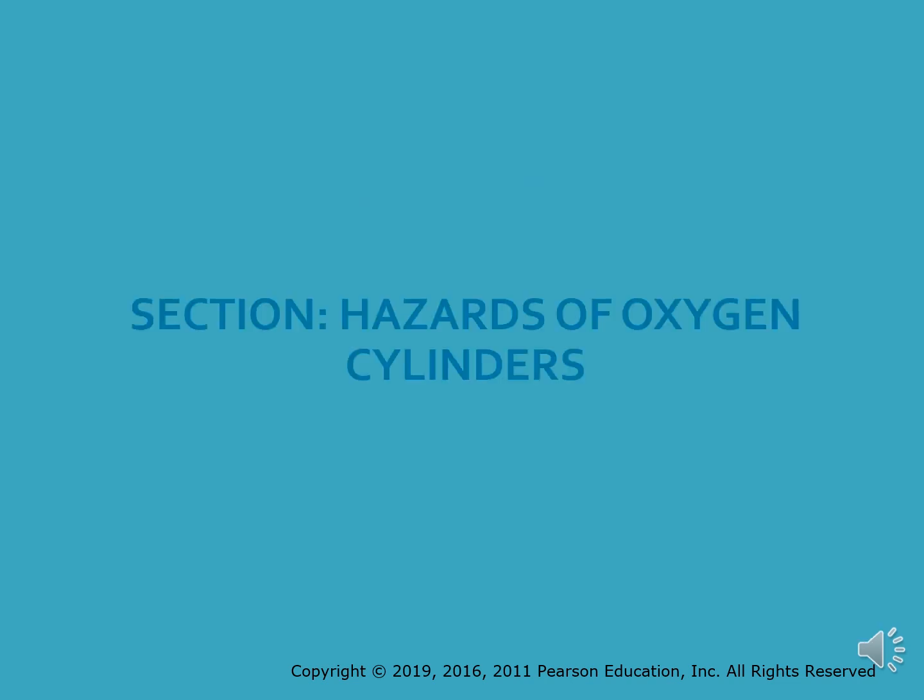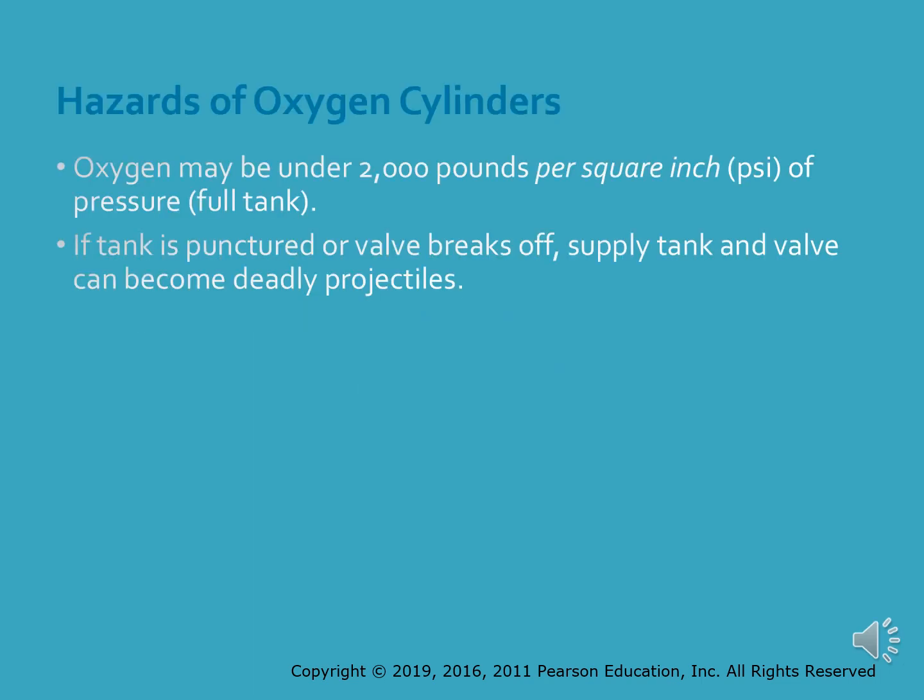In this next section, we're going to talk about the hazards of oxygen cylinders. Certain hazards are associated with oxygen administration. They include the following. Oxygen used in emergency care is stored under pressure. They have 2,000 pounds per square inch, or psi, or greater. If the tank is punctured or if the valve breaks off, the supply tank and the valve can become projectiles, injuring anybody nearby.